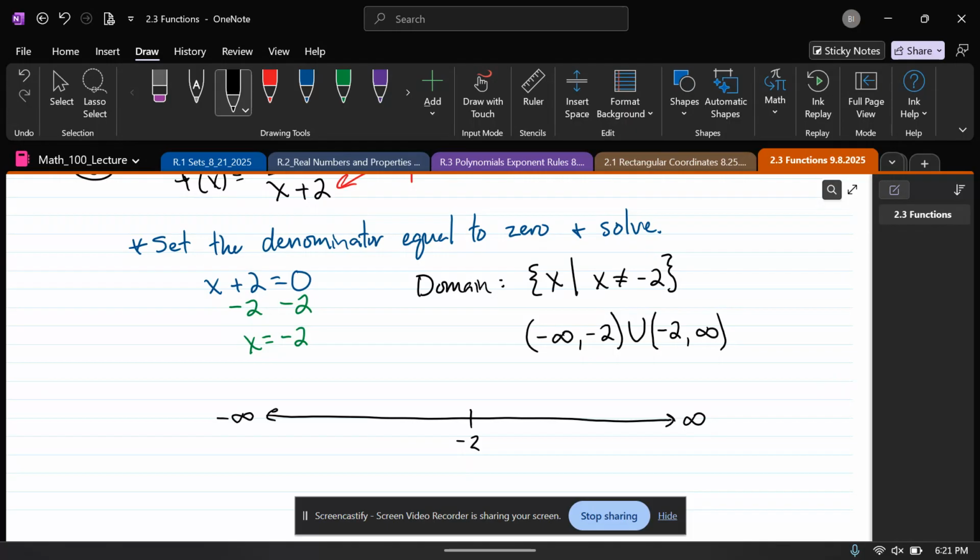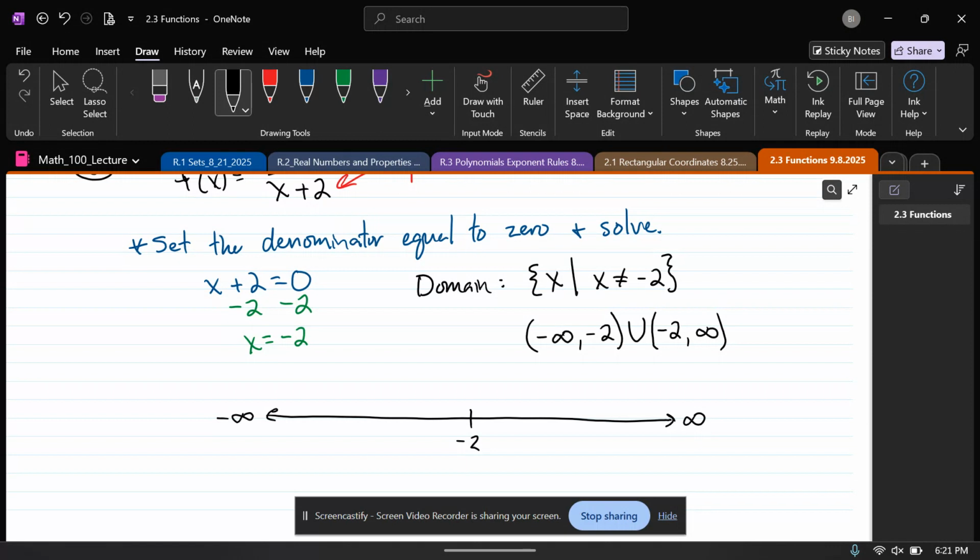Parenthesis, union, parenthesis. That's how you skip a number. Say it again: parenthesis, union, parenthesis. That's how you skip a number.